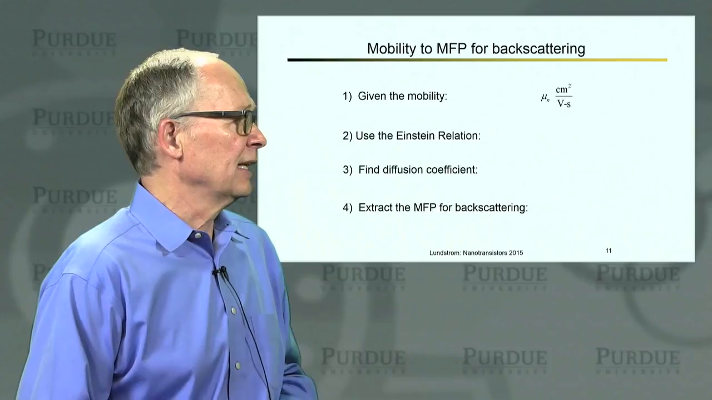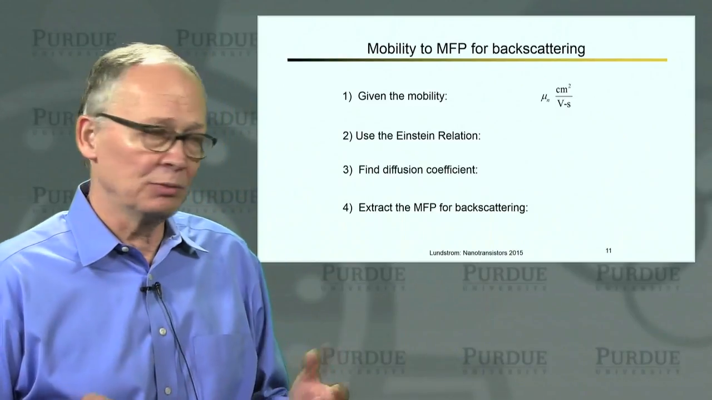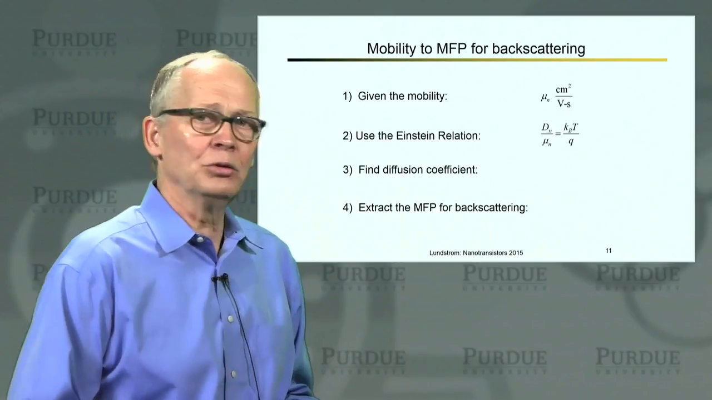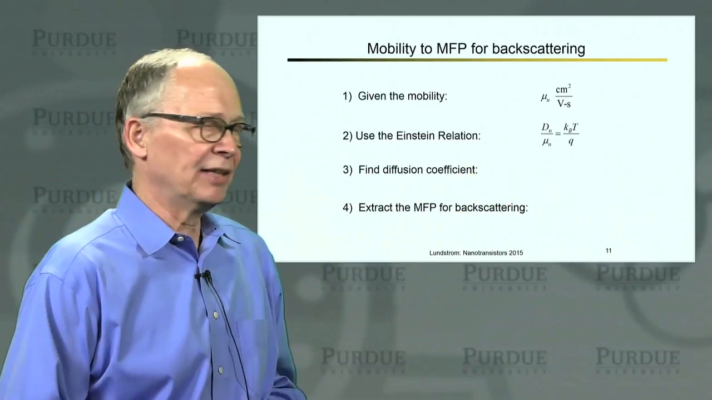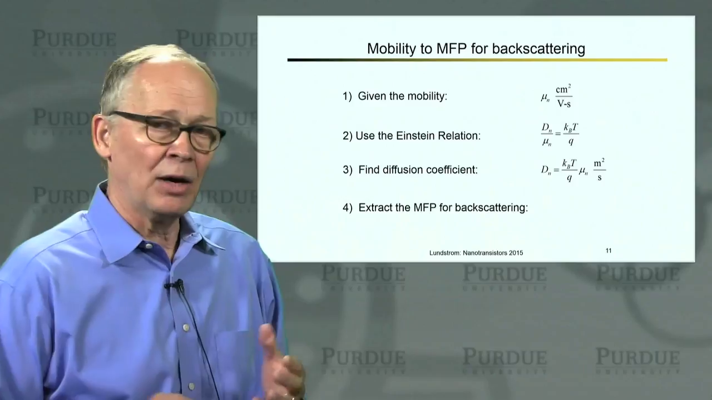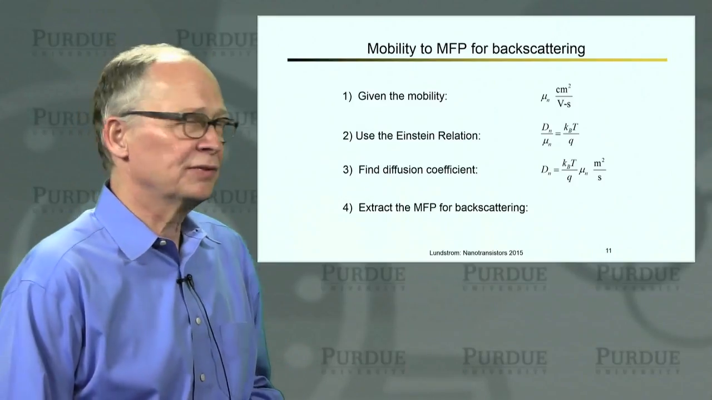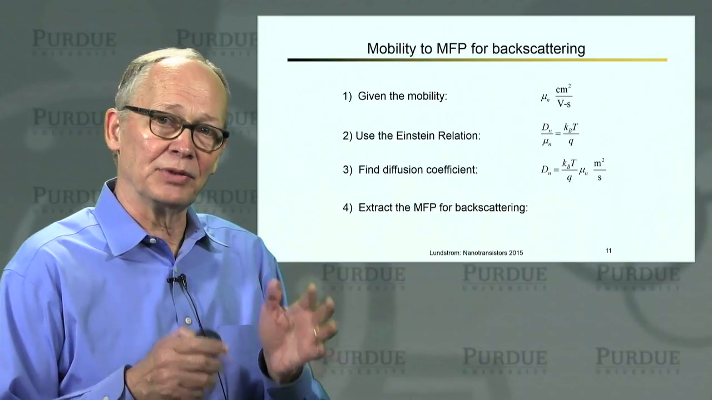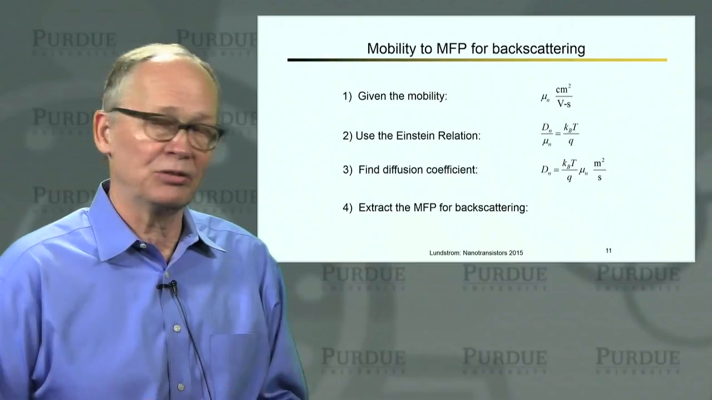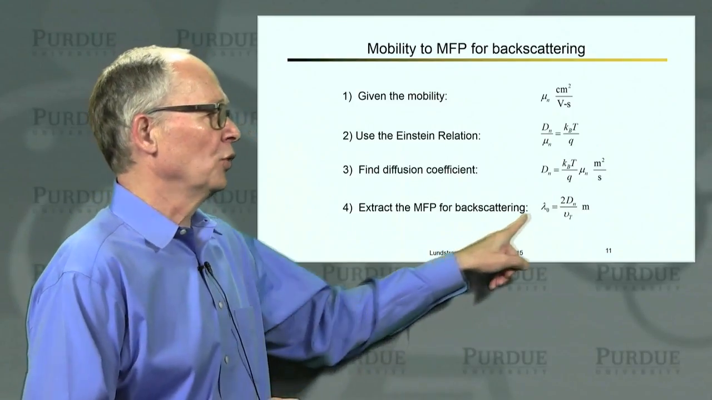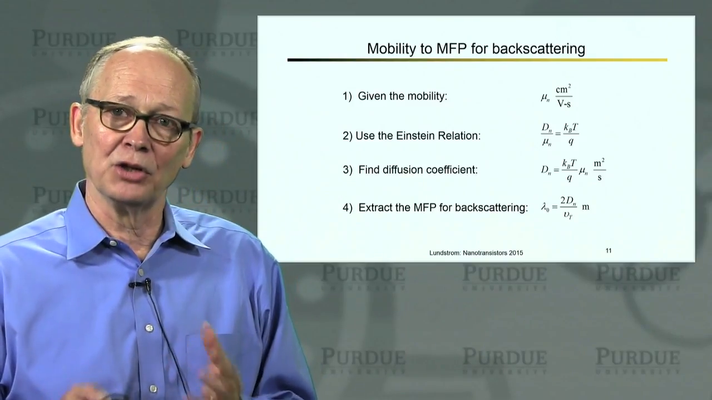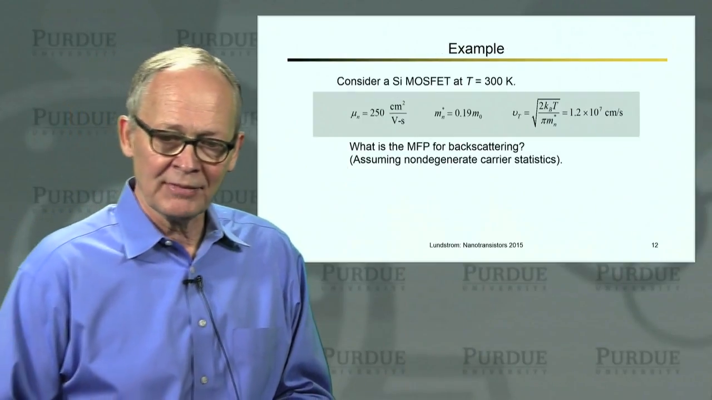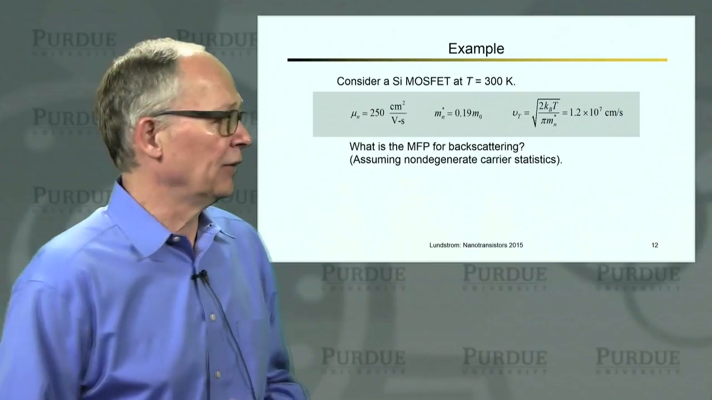Okay, so this gives us now an expression that we can use to estimate the mean free path. Let's assume that we've measured the mobility, so we know the mobility. Let's assume that we're near equilibrium, so we can use the Einstein relation and find the diffusion coefficient. Now we have a numerical value for the diffusion coefficient. We now know how the diffusion coefficient is related to the mean free path for backscattering, so we can solve for the mean free path for backscattering in terms of our known diffusion coefficient. So a simple example to see how that works.